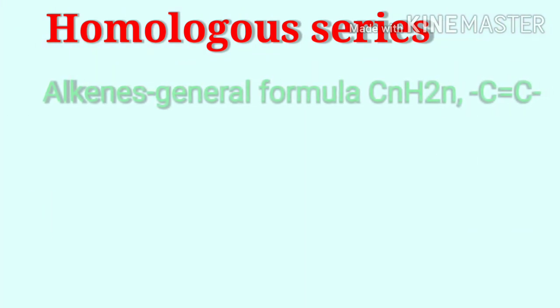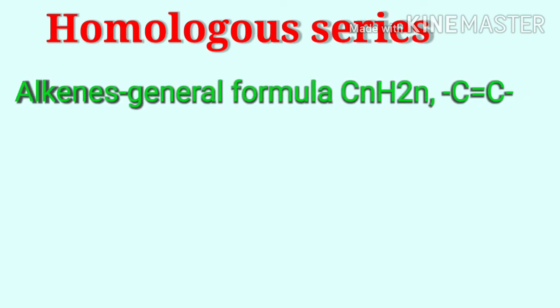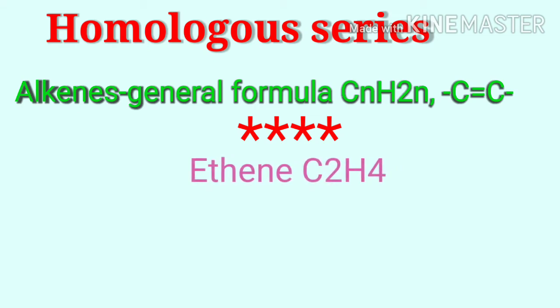Our next homologous series is that of alkenes with general formula CnH2n. If we substitute n is equals to 1, 2, 3, 4 in this formula, we get successive members. With n is equals to 1, member is not possible since there is a double bond between two carbon atoms. So n is equals to 1 compound is not possible. So first member of the series will be with n is equals to 2. We have first member ethene C2H4.